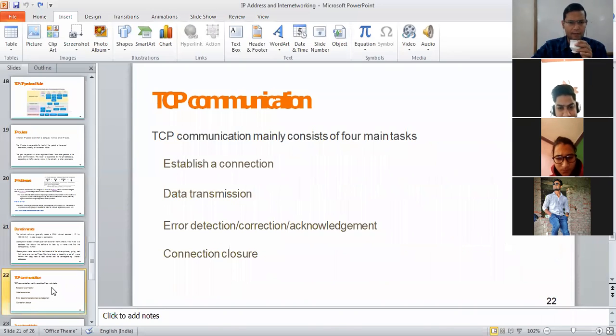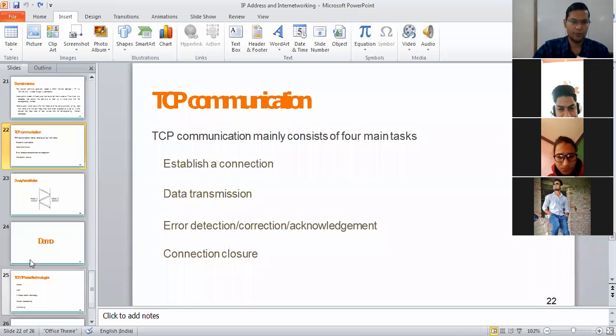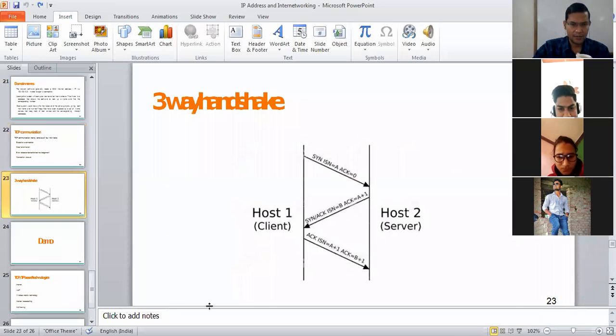That is TCP communication. Let us check on the TCP communication. As we have already told you, it is a connection-oriented system. It mainly consists of four main tasks: connection establishment, data transmission, error detection and correction with acknowledgement, and connection closure. I hope this is clear to all of you. Then we have the three-way handshake. Let us see what a three-way handshake is.